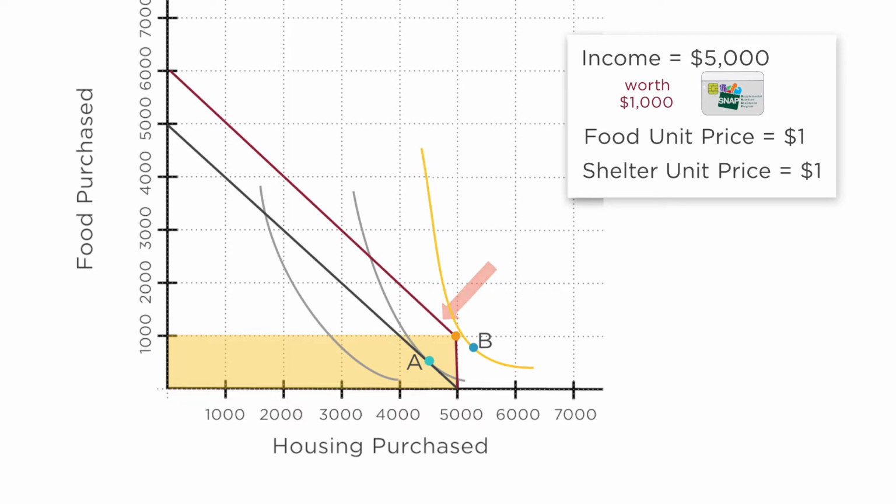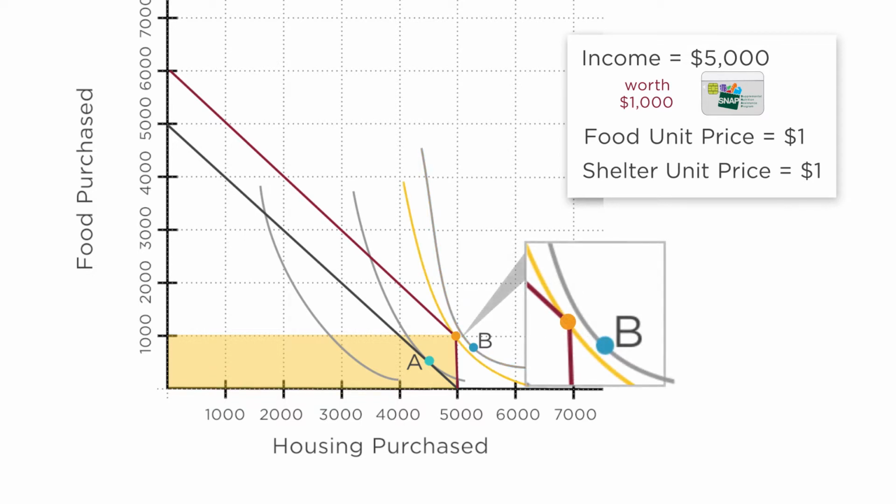But note that with this new budget constraint, the indifference curve that contained point B is no longer affordable. Instead, the food stamp recipient must settle for this lower indifference curve, which intersects the budget constraint at the kink at point C. He spends all $1,000 from the debit card on food, and the other $5,000 of income he spends on housing. But he's worse off with this debit card compared to cash.